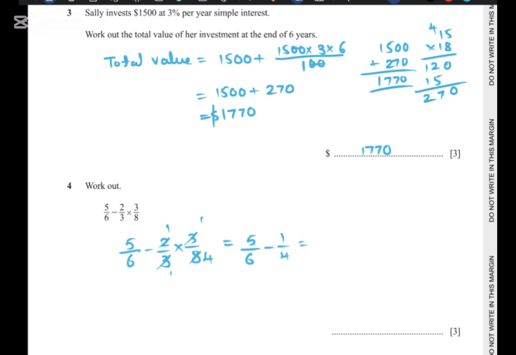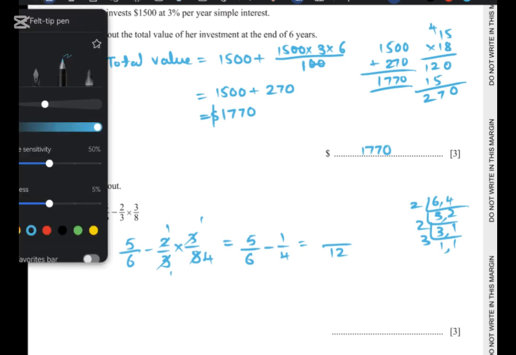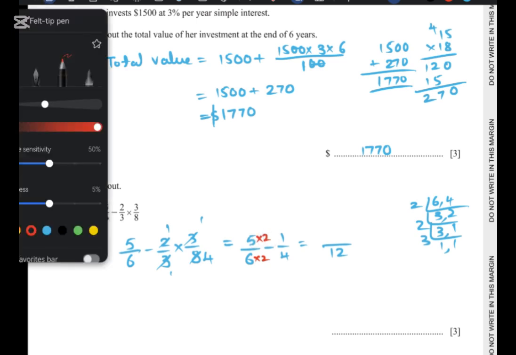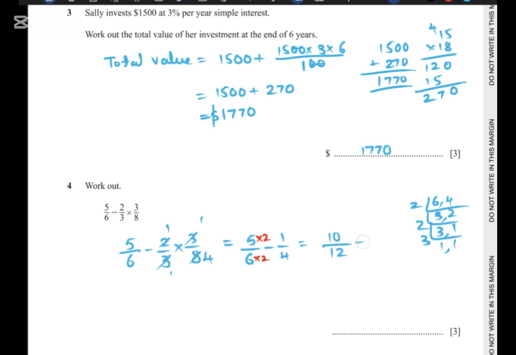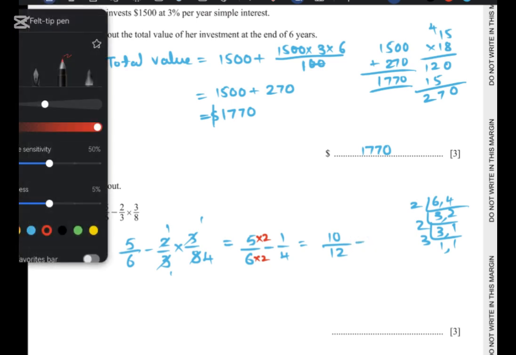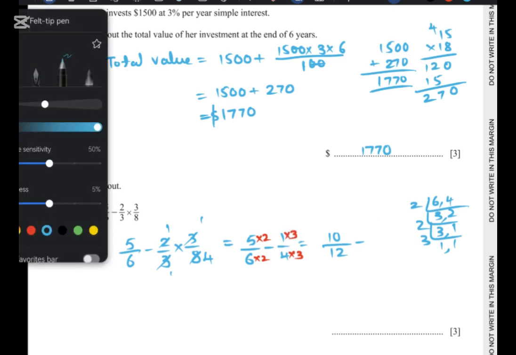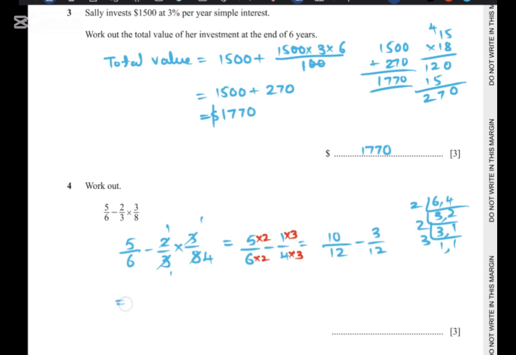Now find out the LCM of 6 and 4. 2 3s are 6, 2 2s are 4, so 12 is the LCM. 6 times 2 is 12, so 5 times 2 is 10 for the numerator. Minus, again, 4 times 3 is 12, so 1 should be multiplied with 3 for the next fraction. So 3 by 12. Now they have become like fractions. You can find their subtraction. 10 minus 3 is 7 by 12. So the answer is 7 by 12.